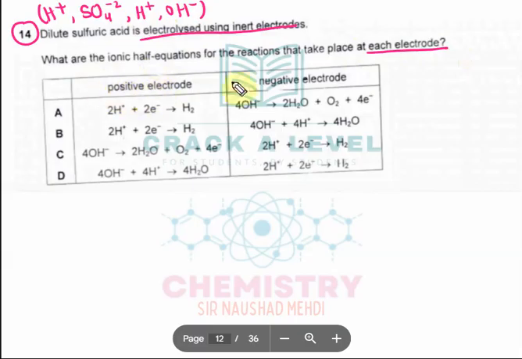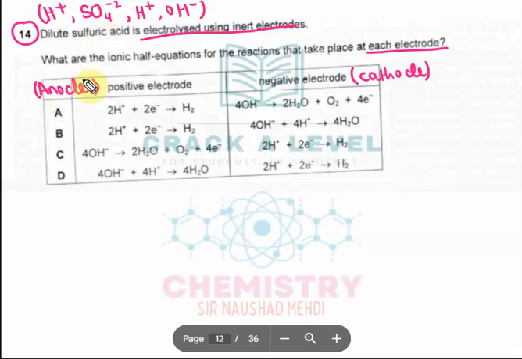The positive electrode is the one at which the negative anions will be attracted, and the electrode at which the anions are attracted is called the anode. Okay, and the negative electrode would be the one at which the positive ions will be attracted. Positive ions are the cations, so this electrode is the cathode. So at the cathode the cations will get discharged, and at the anode the anions will get discharged.